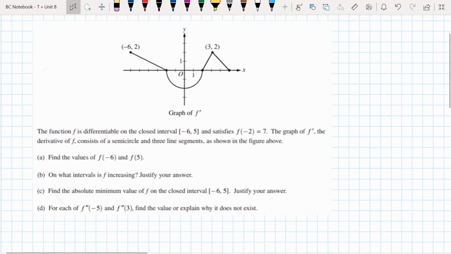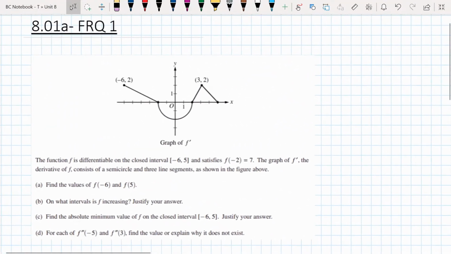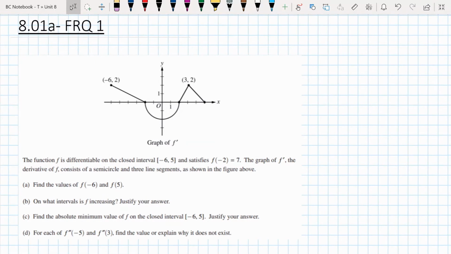So FRQ number 1. So here we have the graph of the derivative of f, and we're asked a few different questions about it. So if we know that this graph here represents the derivative of f, let's start by finding f of negative 6 and f of 5. Okay, and I'll do that over here on the right.